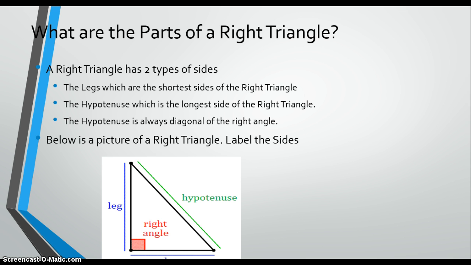So what are the parts of a right triangle? Well, a right triangle has two types of sides. There are the legs, which are the shortest sides, and the hypotenuse, which is the longest side. And the cool thing about the hypotenuse, it's always diagonal of the right angle. And below, there is a picture of a right triangle, and for you guys, you're going to have to label the sides for me.